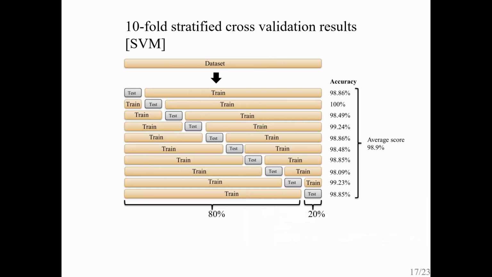For SVM, we use tenfold stratified cross-validation, and each step we split our data set into train and test, 80% for training, 20% for testing, and we achieved the accuracy values for each step, and we averaged them.